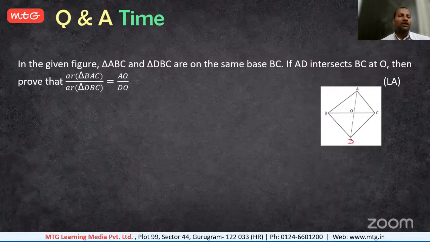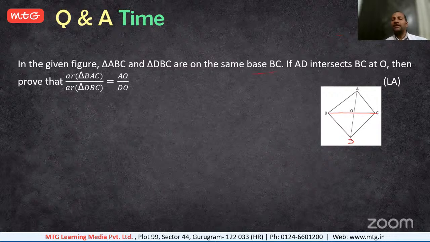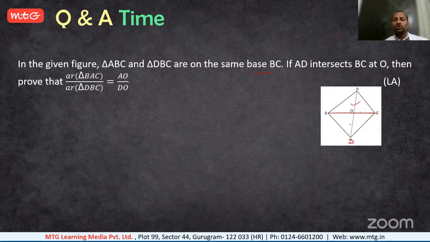So here, in the given figure, there are two triangles, ABC and DBC, and both have the same base BC. It says that the diagonal AD intersects another diagonal BC at O. They are intersecting at O. Then we have to prove that the area of triangle BAC, the upper triangle, to the area of this lower triangle DBC will be equal to the ratio of AO and OD. That we are going to prove.